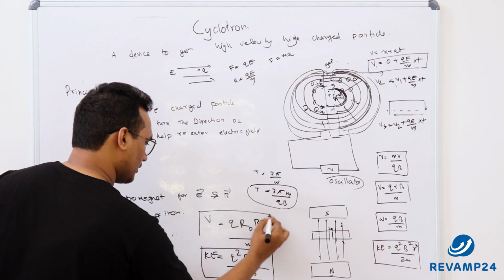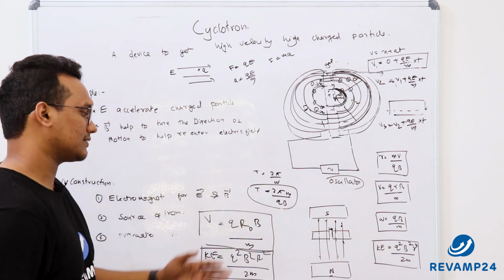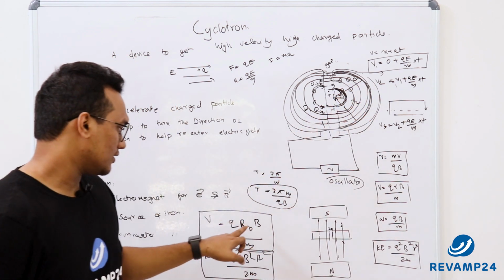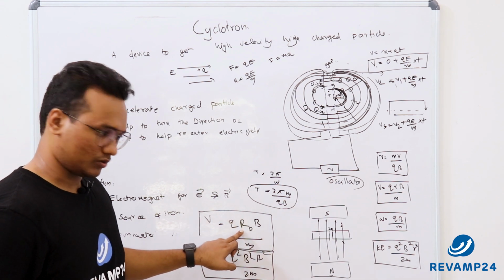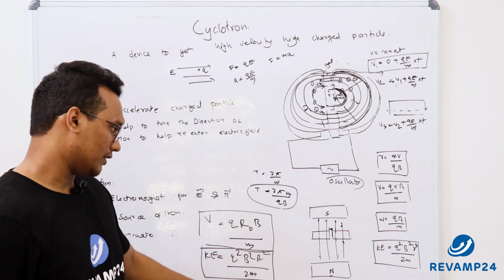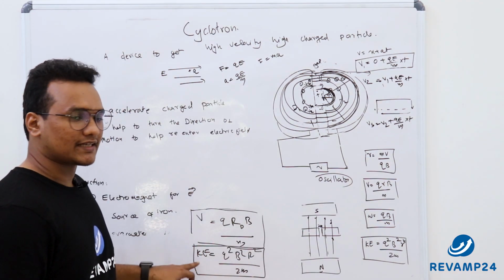Very important relation. Now in the question they may give the value of diameter. So instead of radius you can keep it as diameter. So radius is D by 2. Here also you can keep it as D by 2. So we got the values of V and kinetic energy.